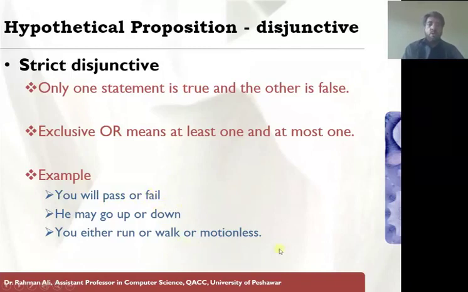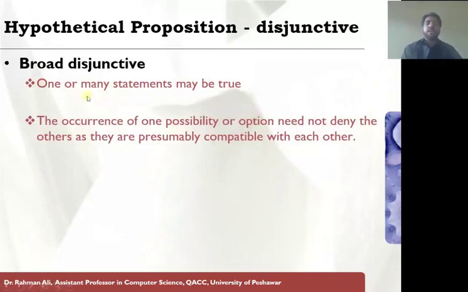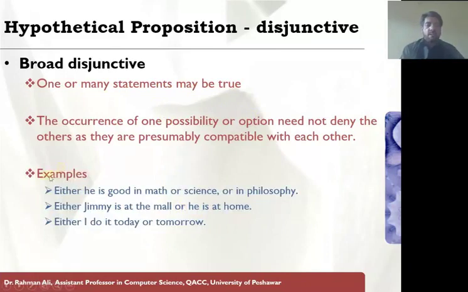It will be true. While in the case of broad disjunctive, there can be the possibility of truth for either the first part or the second part or both. For example, either he is good in mathematics or science or philosophy. Now, a person, Mr. A, is good both in maths and science, or he is good in science and philosophy. It means that more than one part before and after the or can be true. There are possibilities, so we can say that there is broad disjunctiveness inside the proposition.